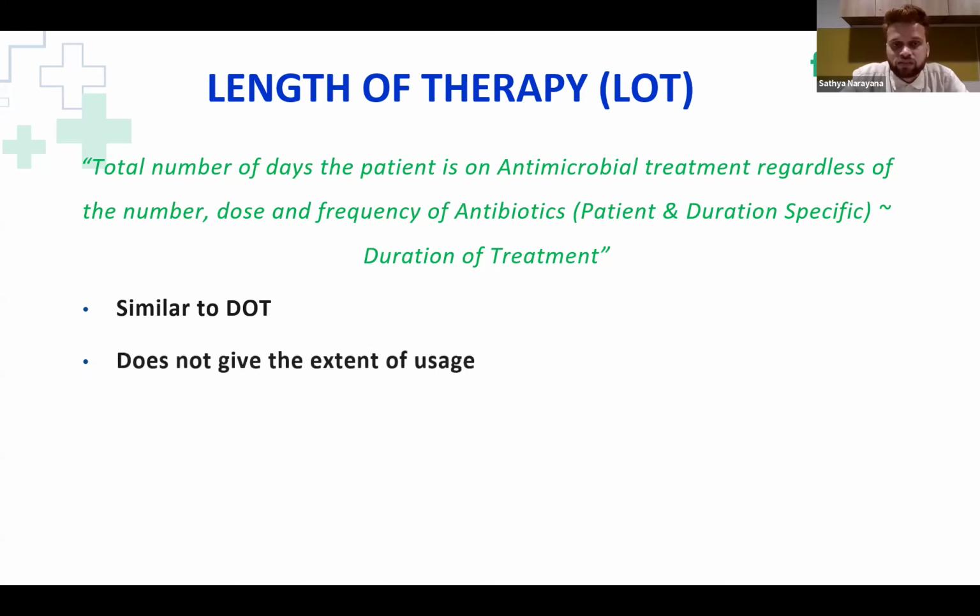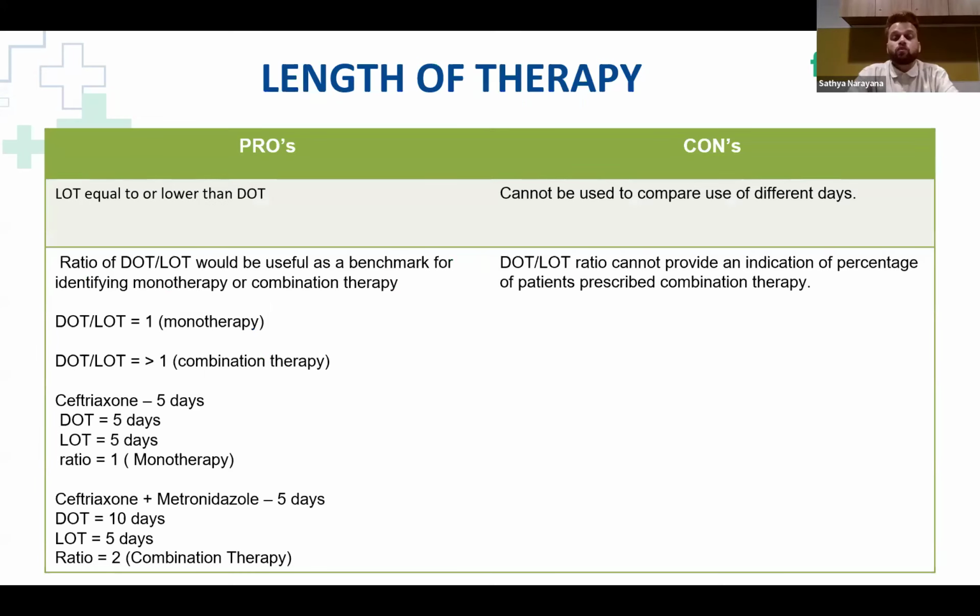So that's why it is similar to DOT. And DOT would be the better one because we get very precise data about each and every antibiotic. So LOT can be DOT, but DOT would not be considered as an LOT. It would not be similar. And next, like we discussed previously about DOT and DDD, the advantages and limitations, the same way this LOT also has. The LOT value would be similar to the DOT, if not even less.